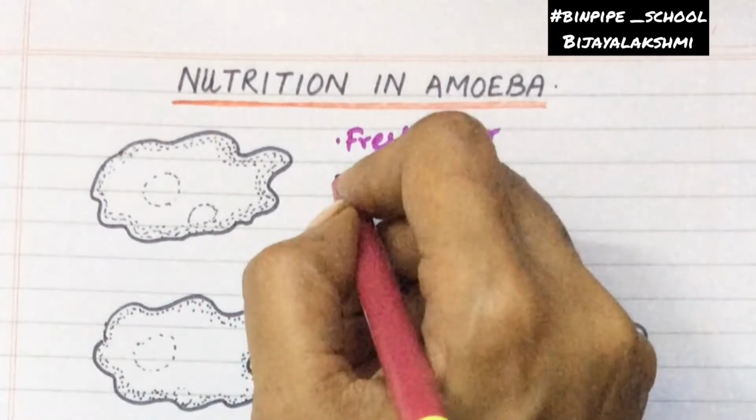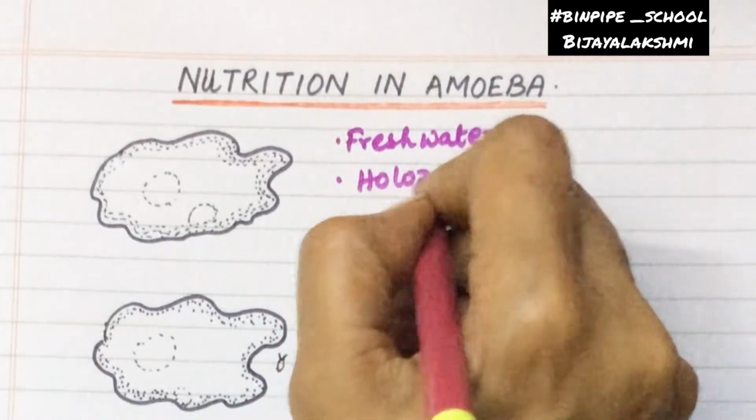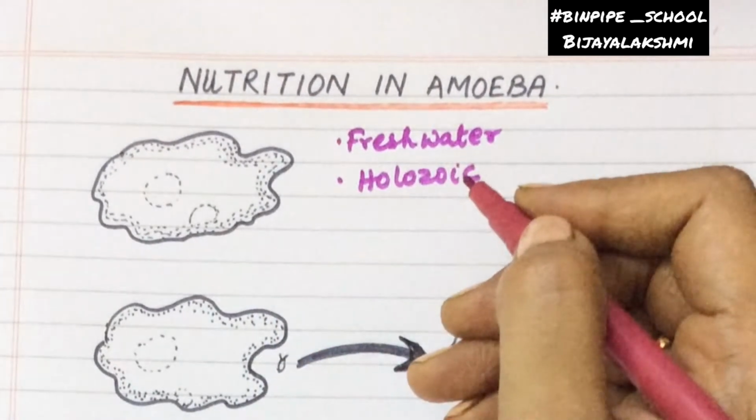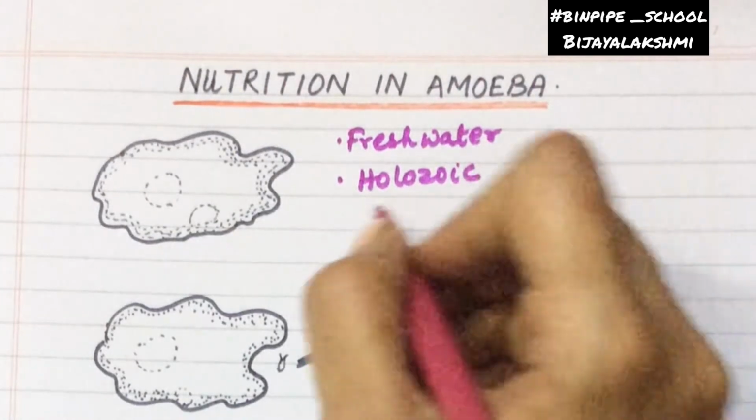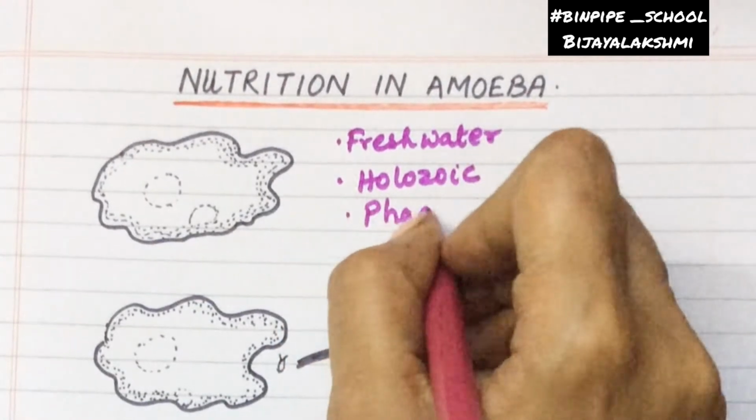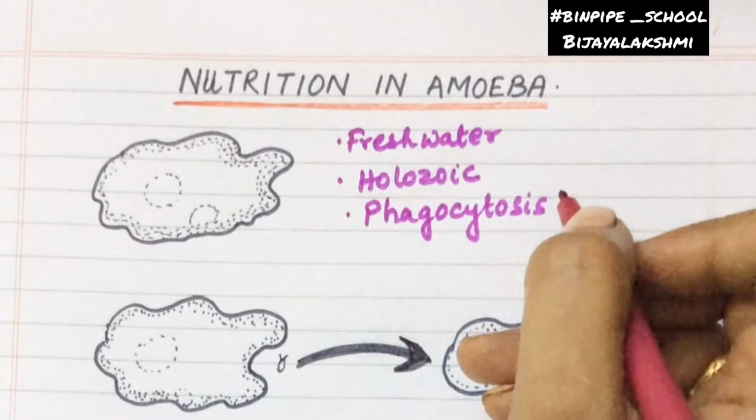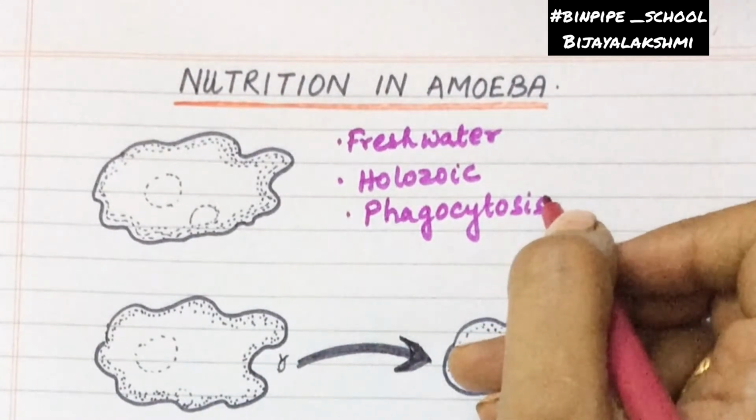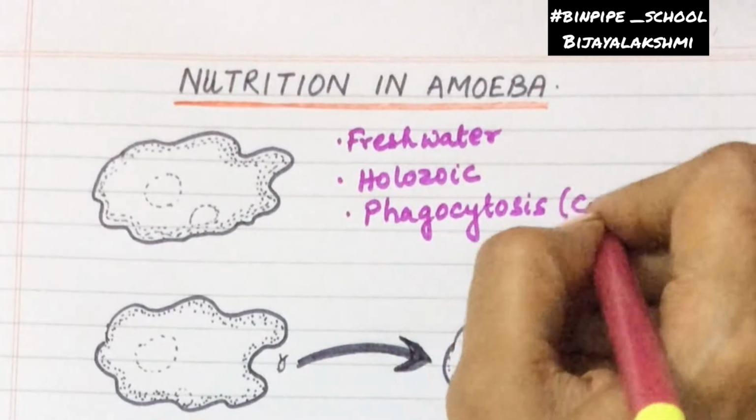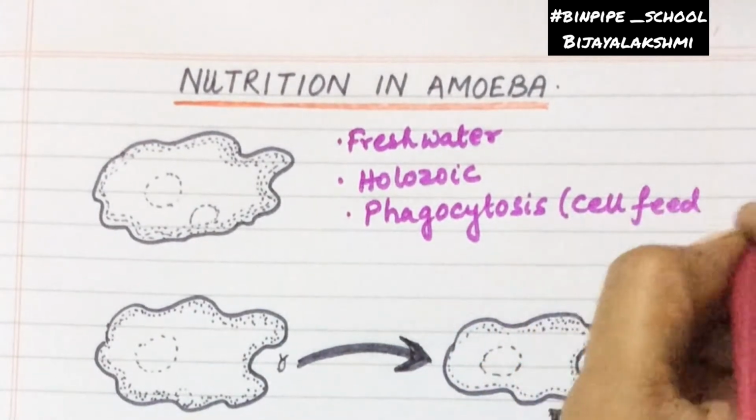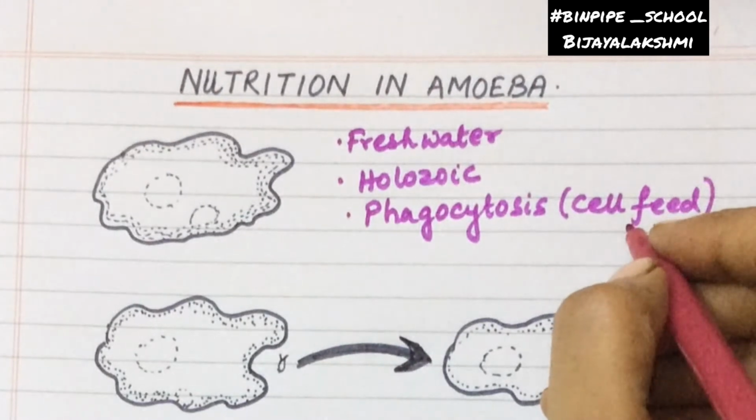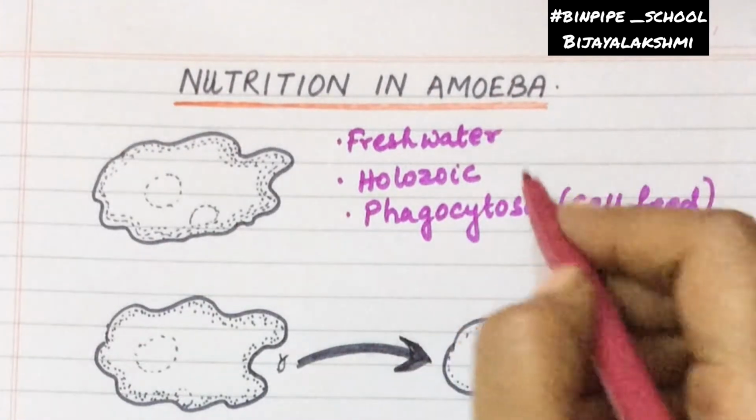Now its mode of nutrition is holozoic in nature, and the process of obtaining food is called phagocytosis. Now this is a common question which is generally asked: what is phagocytosis? Phagocytosis is nothing but cell feeding, or you can say the process by which an amoeba obtains its food is called phagocytosis. All the process of nutrition is shown here in amoeba.